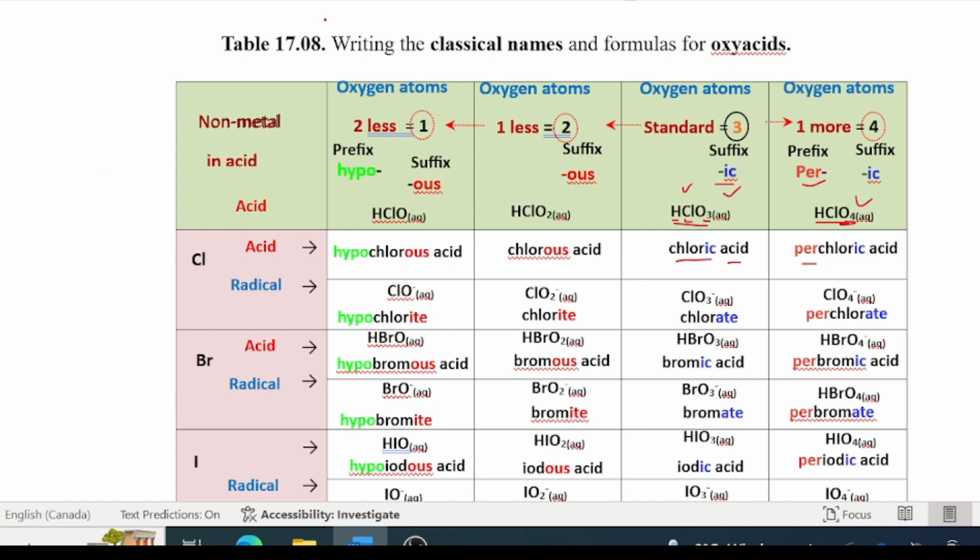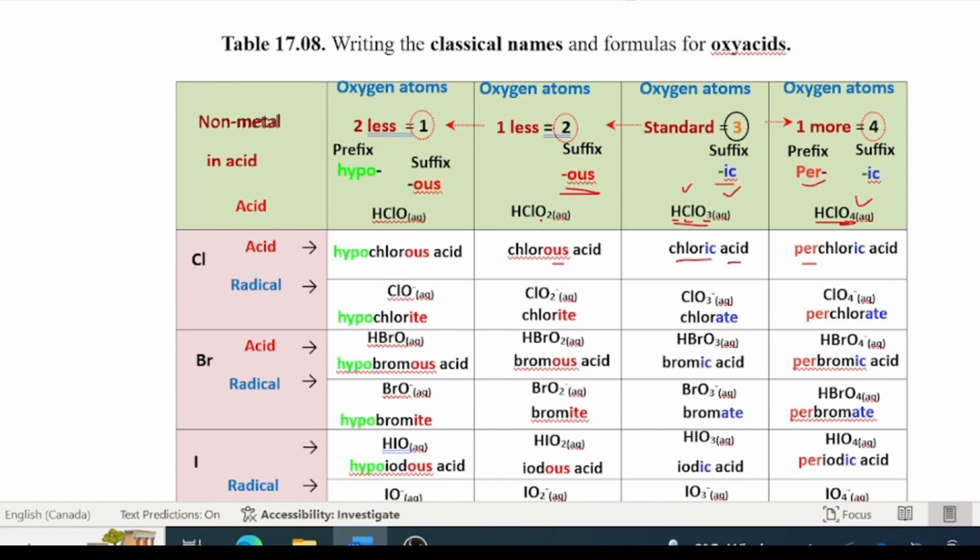Now, watch this. Anything that has 1 less than 3, that means you're having 2. So I'm going to say ous. Instead of ic, the acid becomes ous. Chloric now becomes chlorous. All right, note that. So if you know your standard, you work forward and you work backward, okay? So chlorous has 2. So it becomes chlorous acid.